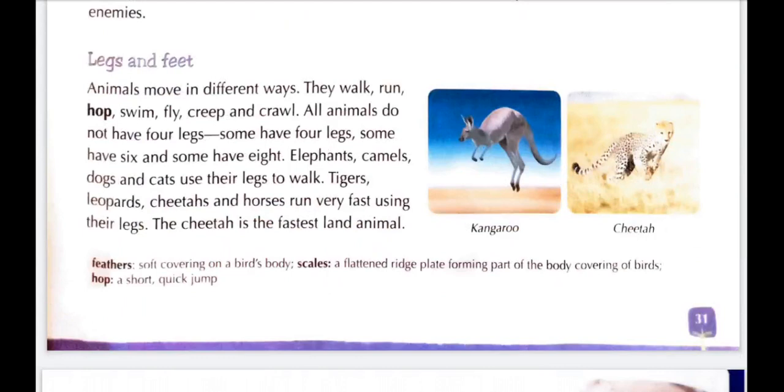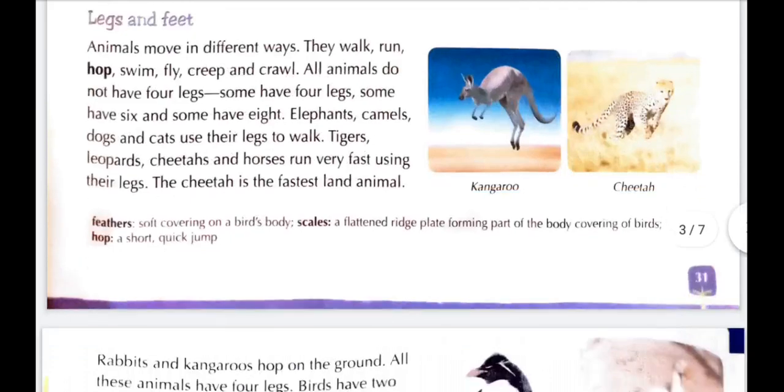Animals move in different ways. They walk, run, hop, swim, fly, creep and crawl. All animals do not have 4 legs. Some have 4 legs, some have 6 and some have 8. So elephants, camels, dogs and cats use their legs to walk. Tigers, leopards, cheetah and horses run very fast using their legs. So the cheetah is the fastest land animal.